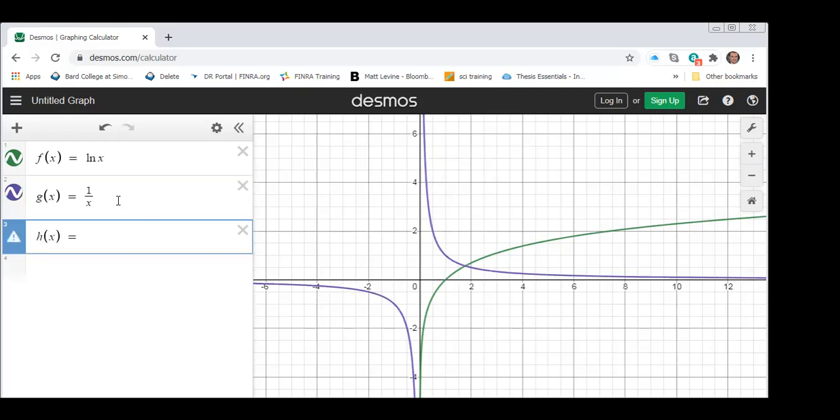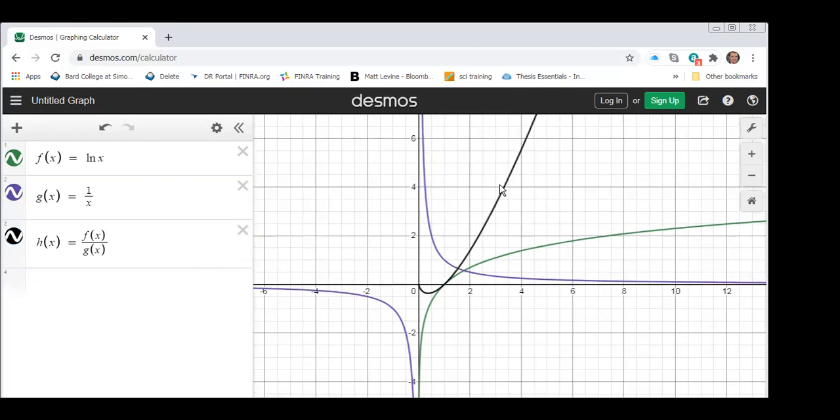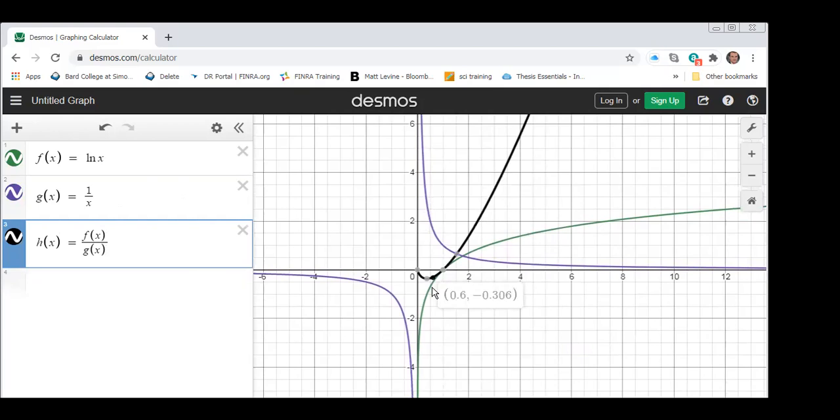So h of x equal to f over g. I don't know if you guys think this is interesting, but I think it's really interesting. And of course, we already knew that it was going to be the Nike check, but here's the ratio of the green one to the purple one. Even though the green one is going to negative infinity, it's doing it so slowly that the purple one is sending the entire ratio to 0.